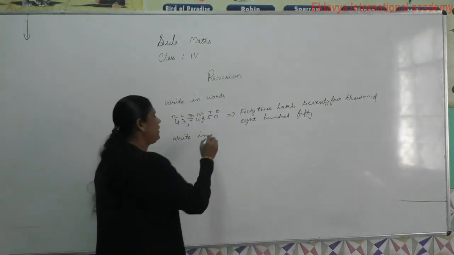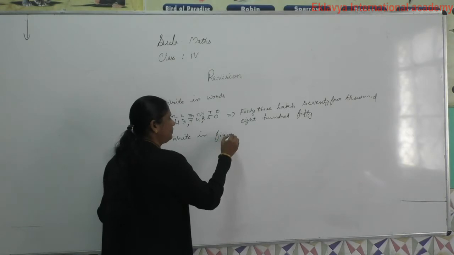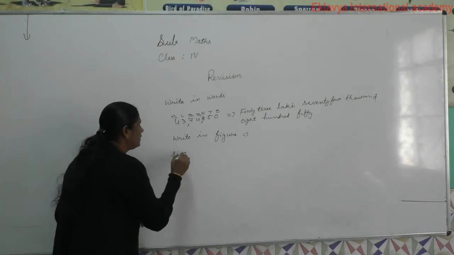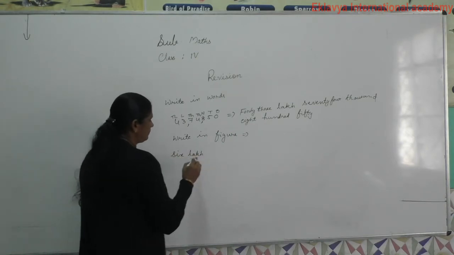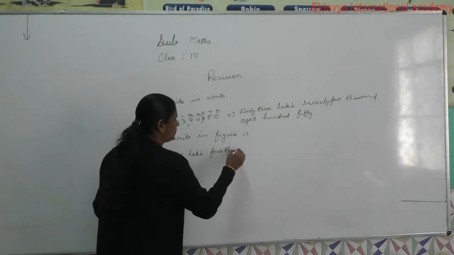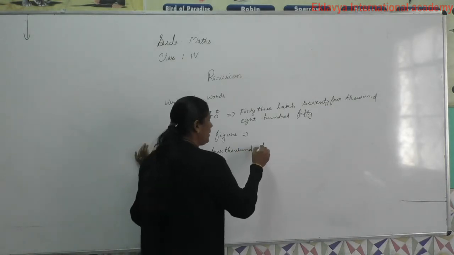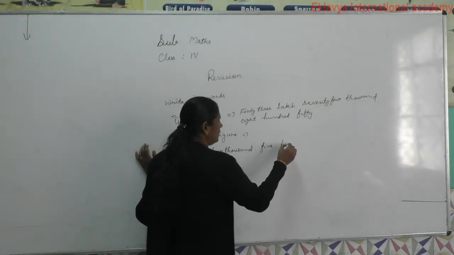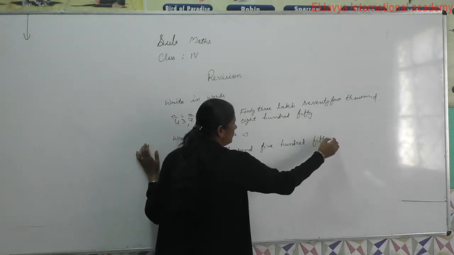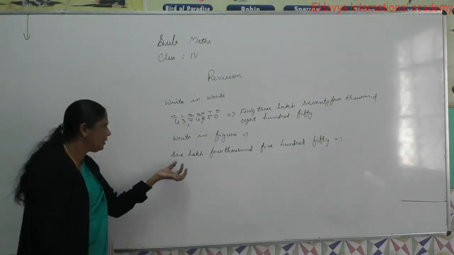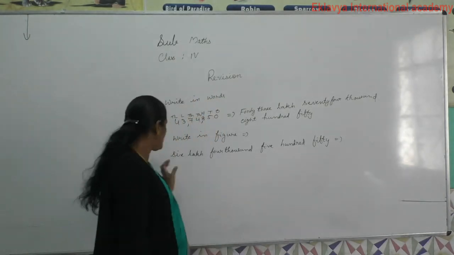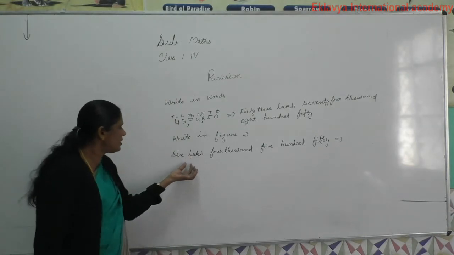Now write in figure. Write in figure 6 lakh 4,000 500 50. Read the number 6 lakh 4,550. First you write, our greatest digit is lakh.